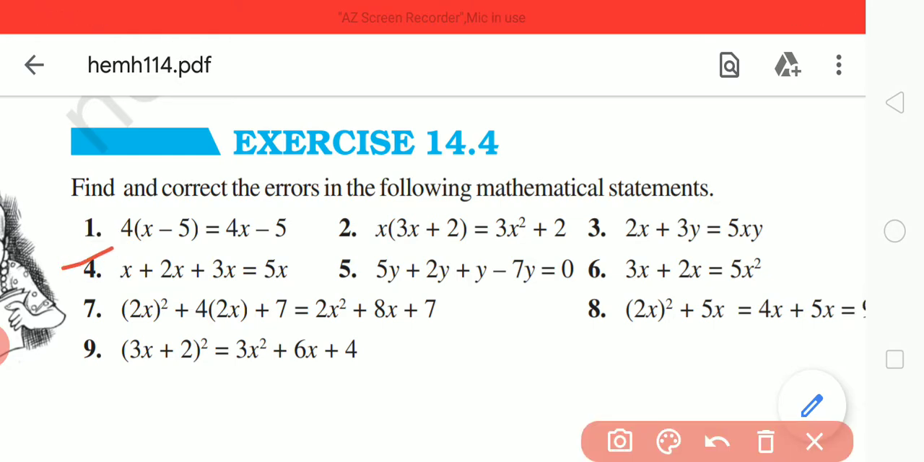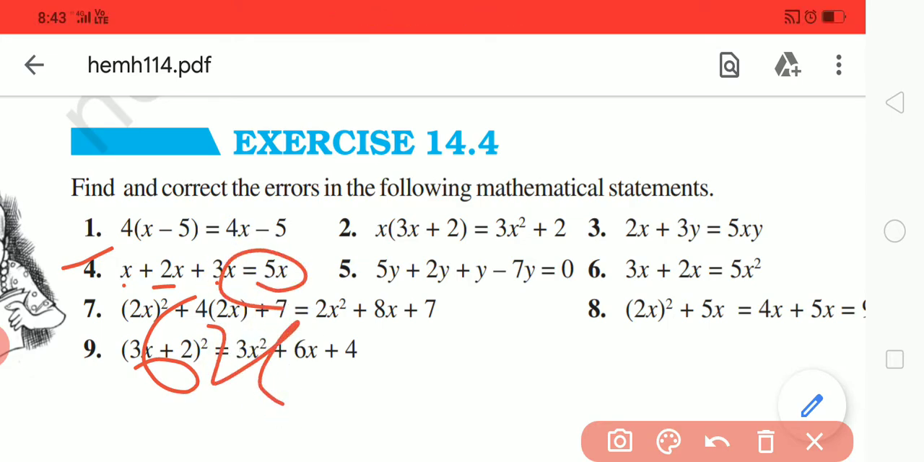Here you can see x plus 2x plus 3x we have been given. All are like terms because they have the same algebraic factor. What do you mean by algebraic factor? It is the variable that is multiplied to the constant in the term. So here x one time, 2 plus 3, that is 6x. But here we have been given 5x. So we will circle 5x as the error and the correct form is 6x.